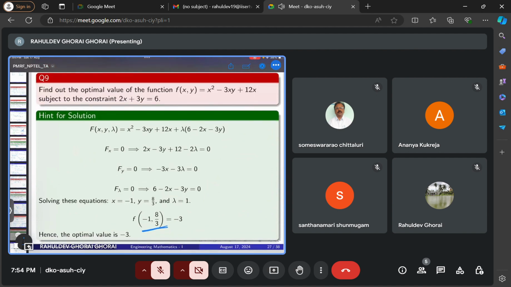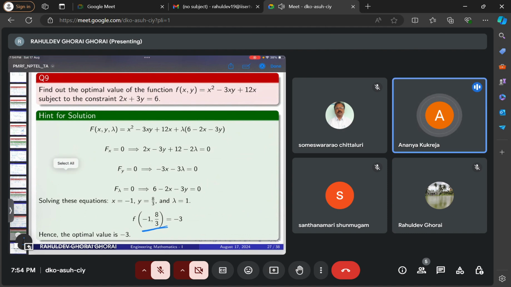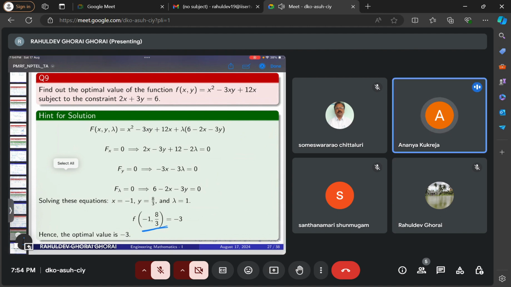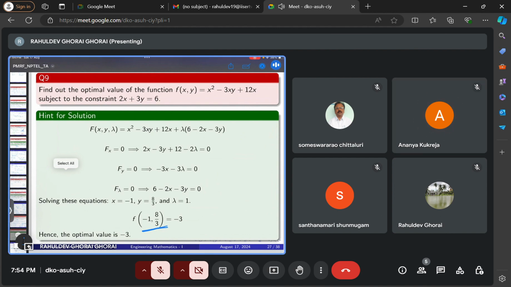In this question, we don't have to find a critical point inside the boundary. That's why it is not written, you see, 2x plus 3y less than or equal to 6. It is not written, right? Yes, sir, it's only the line. Only a line or only a curve. When that type of thing is there, you just do this Lagrange multiplier. It will be easy.